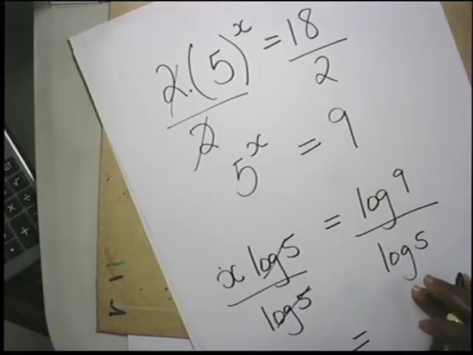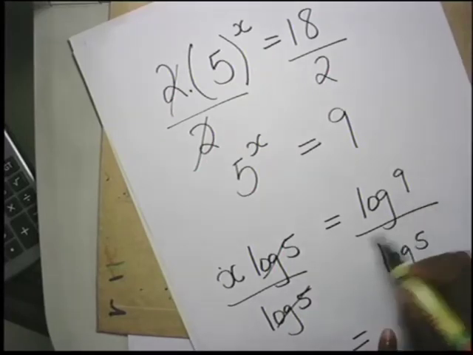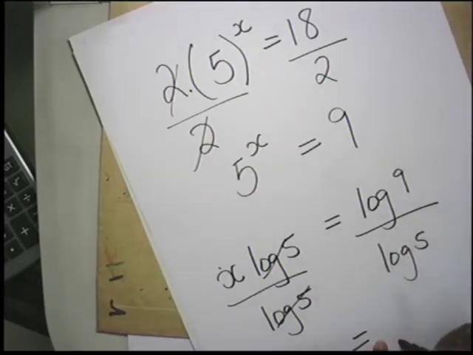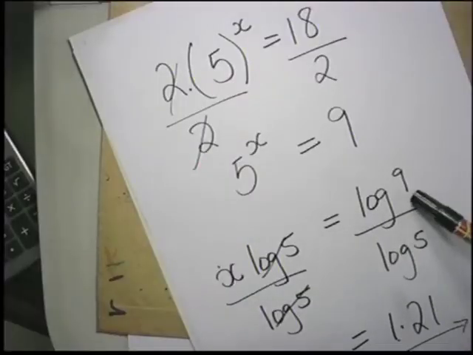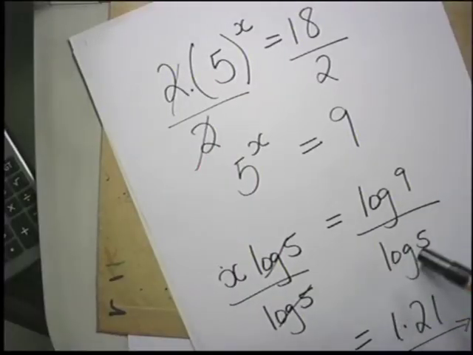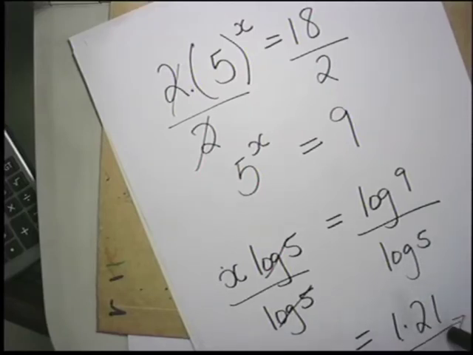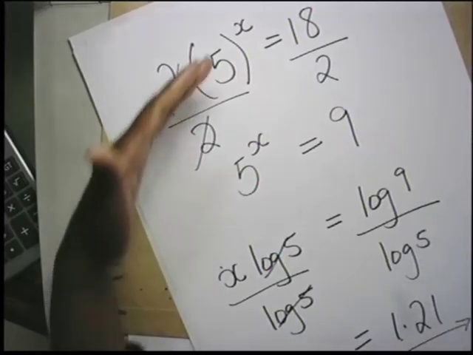On your calculator, you just press log 9 divided by log 5, and then you get your answer. I checked it, and it is 1.21 if you round it off to 2 decimal places. Log 9 divided by log 5 is 1.21. There's a button for log on your calculator, so you just press log 9 divided by log 5 equals, and that is the answer you'll get.